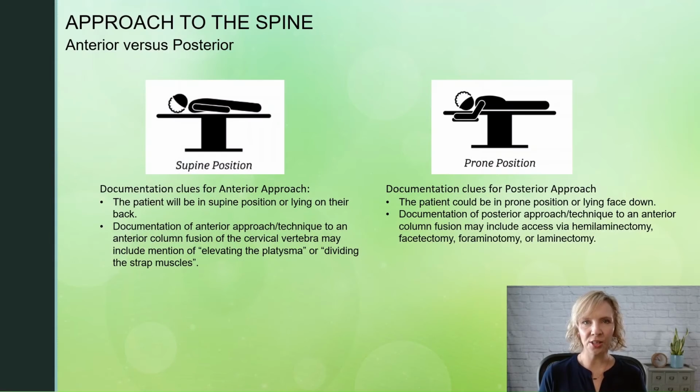Additional documentation clues to look for include mentions of elevating the platysma or dividing the strap muscles for an anterior approach, and access via hemilaminectomy, facetectomy, foraminotomy, or laminectomy for a posterior approach. Also be aware that a 360-degree fusion may be performed through a single incision or via 2 incisions.